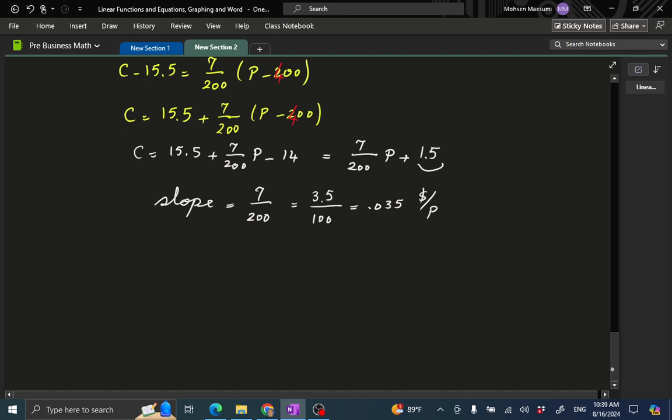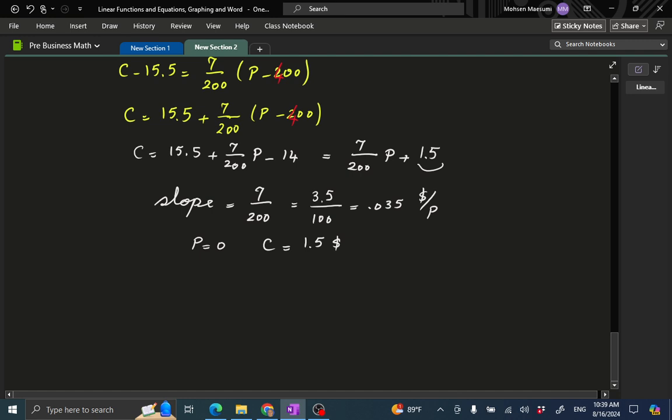What is this? If you had no pages at all, if p was 0, your cost would be 1.5, meaning just to go to the store and place the order, the fixed cost of this thing is $1.5.